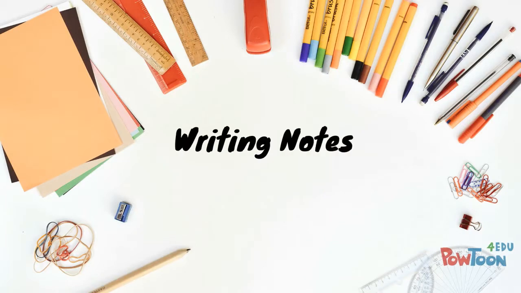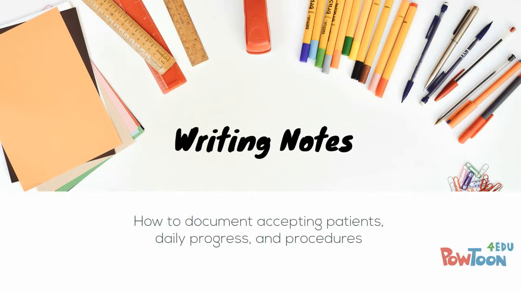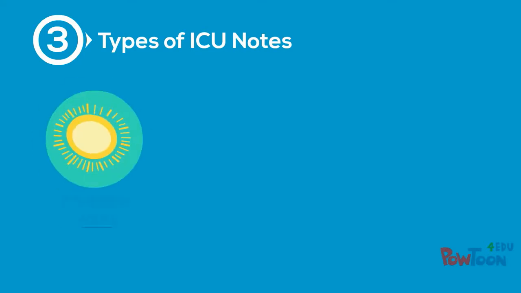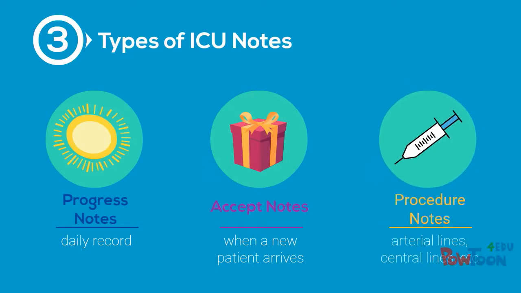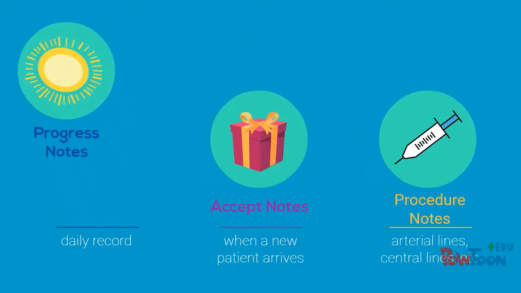You already know how to write a note, but you might want some extra details about the notes you'll see in the ICU. Let's quickly go over the types of notes you'll be writing and a few things to keep in mind to make your notes as efficient and effective as possible. Most of your notes will fall into one of three categories: the daily progress note, the accept note, and procedure notes. Let's talk about our daily progress notes first.